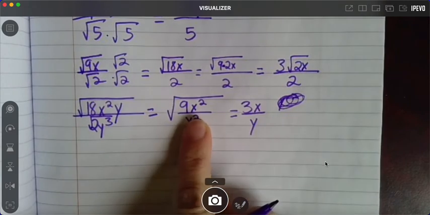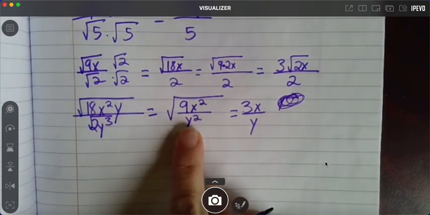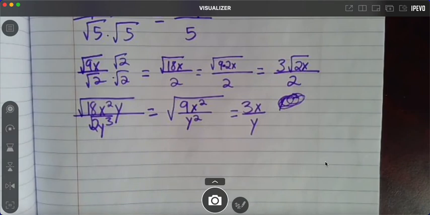How did I get x? The square root of x squared. Remember, your squares and your square roots cancel out. So I'm just left with x. The square and square root of my y canceled out, so I'm left with my y.